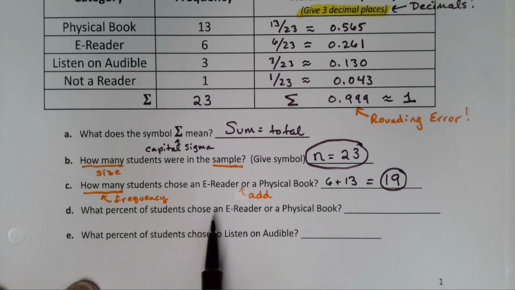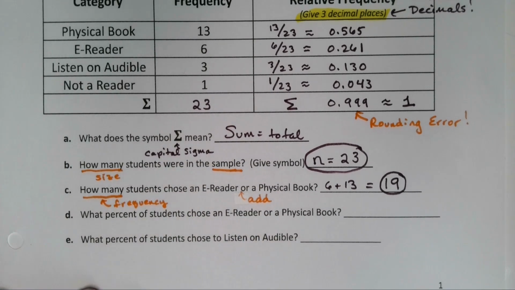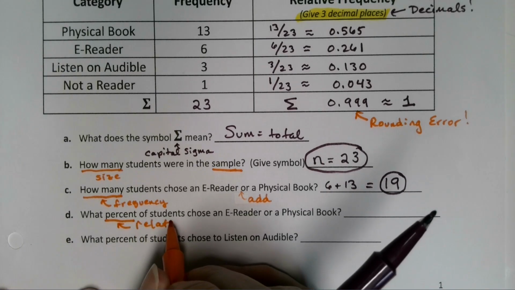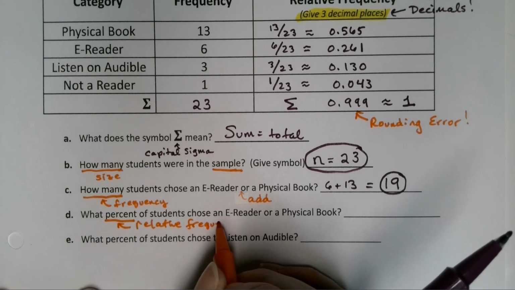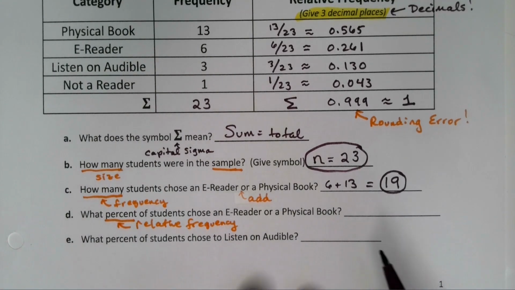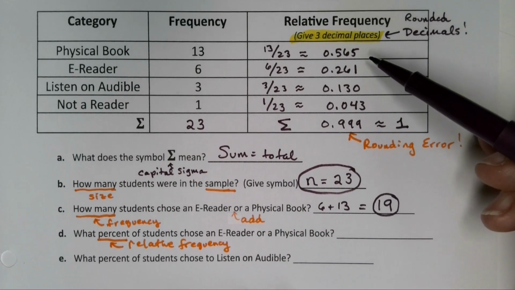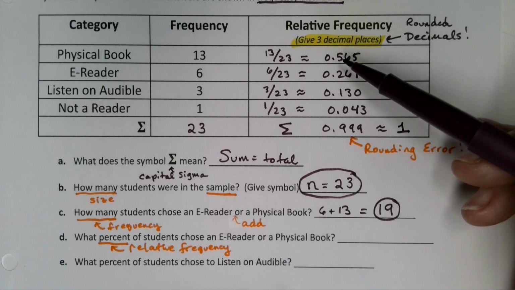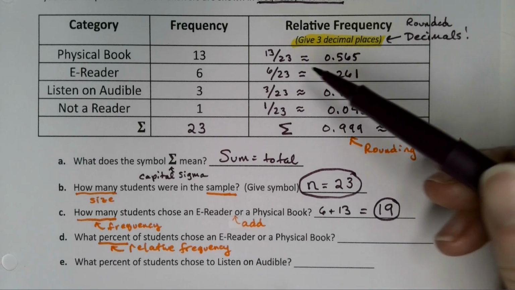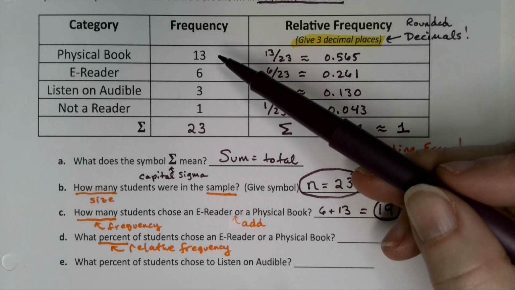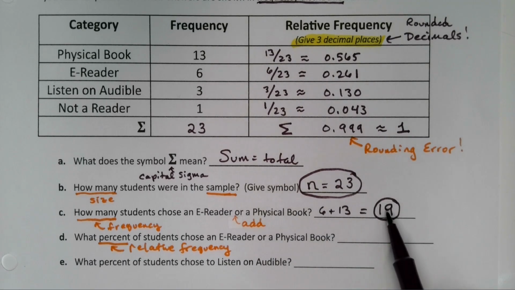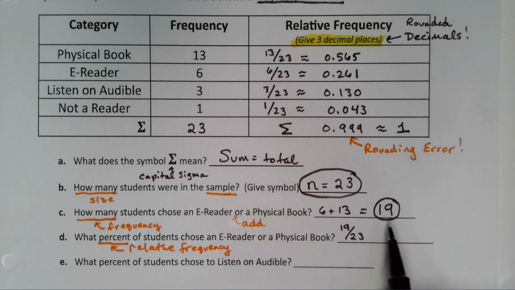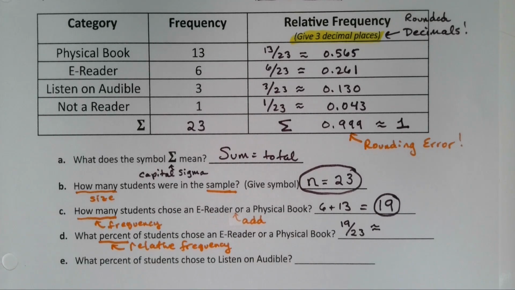What percent of students chose an e-reader or physical book? That's a different question. So this is saying percent. So that's really a relative frequency question. All right, so if I take e-reader or physical book together, I would add up these two. So 0.565 plus 0.261. Or if you will, it's 6 and 13 added up, 19, divided by the total. So if I took 19 and divided it by 23, that would also work. Right? Or you could add up 565 and 261.